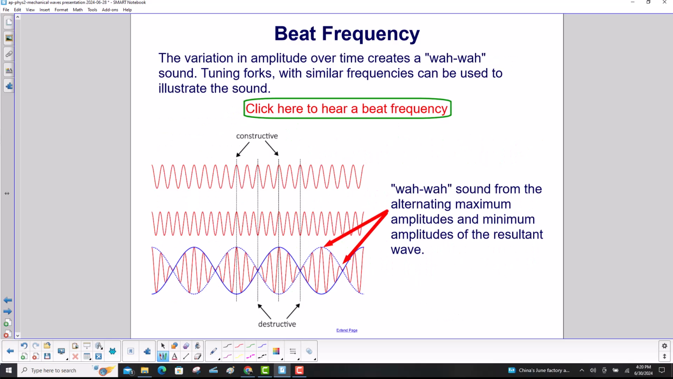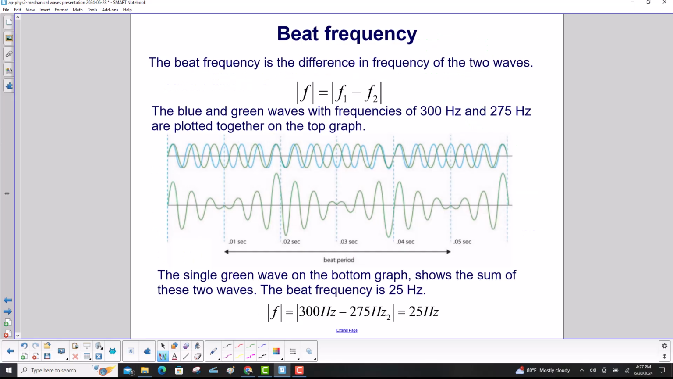The variation in amplitude over time creates a wah-wah sound. It's hard to say that. Tuning forks with similar frequencies can be used to illustrate the sound. Best way to hear that is to please click on that video so you can hear the wah-wah sound. The wah-wah sound from the alternating maximum amplitudes and minimum amplitudes of the resultant waves is this blue envelope. That's your wah-wah sound. The beat frequency is the difference in frequency of the two waves, F1 minus F2.